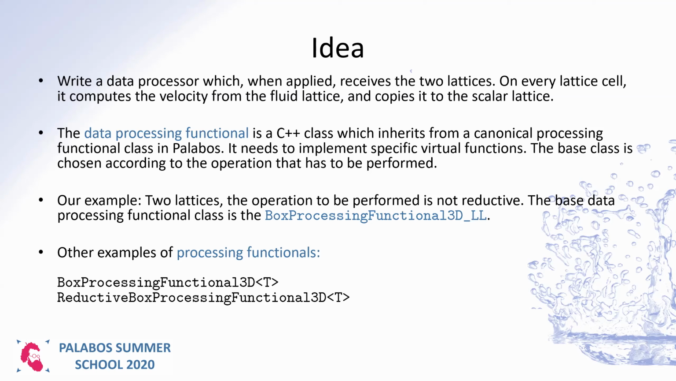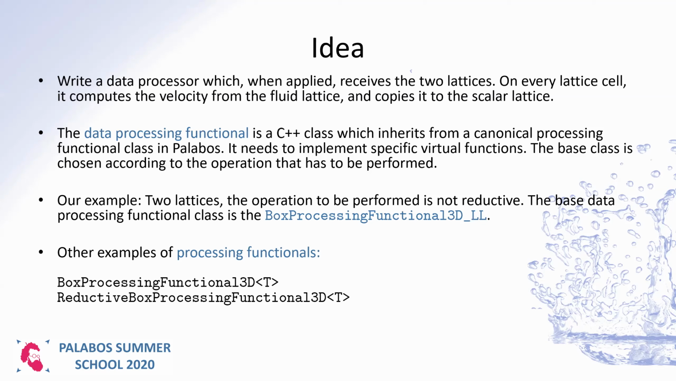To tell Palabos what is going on, your class, which has this method, this function, needs to inherit from a specific class that tells Palabos what is going on. So it inherits from a canonical processing functional class in Palabos, and there are many of them. So you have to instantiate one of these classes to tell Palabos what is going on and to add your own methods. These methods are virtual functions which are overridden to specify the specific behavior of your data processor.